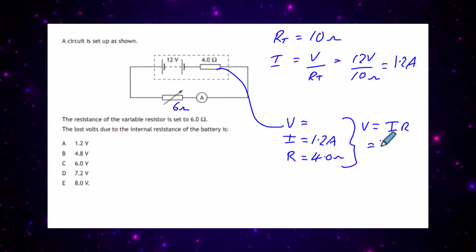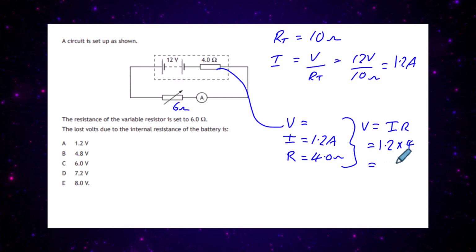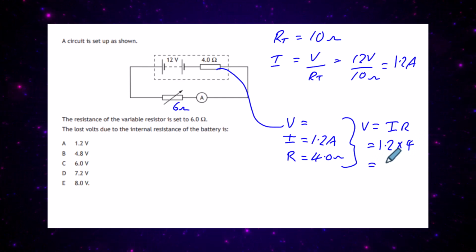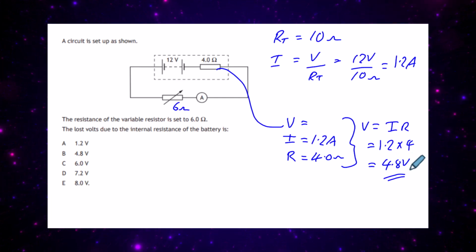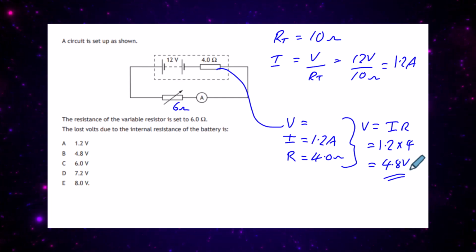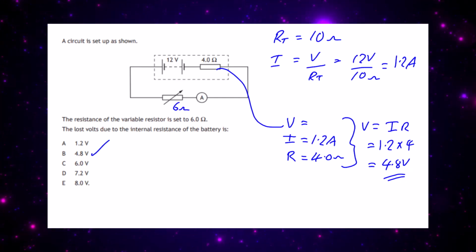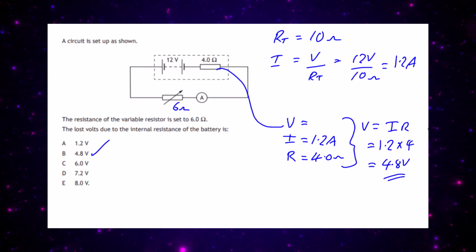And the current is going to be 1.2 times 4, and therefore we have got the potential difference of voltage across that resistor is going to be 4.8 volts, and that will be the lost volts. That will be the potential difference lost across that resistor. It'll be 4.8 volts.